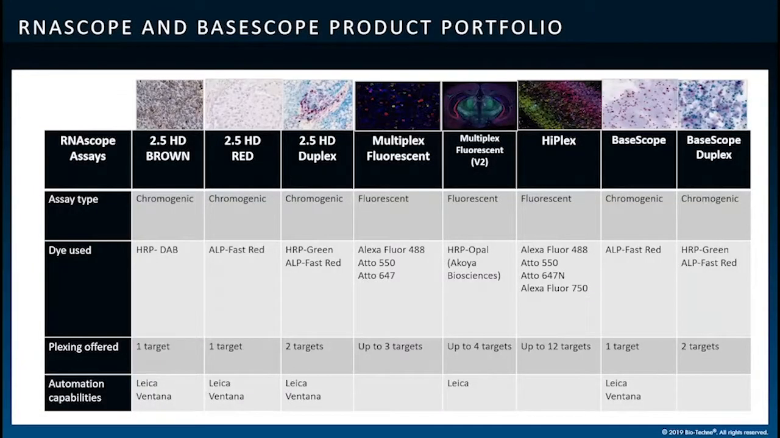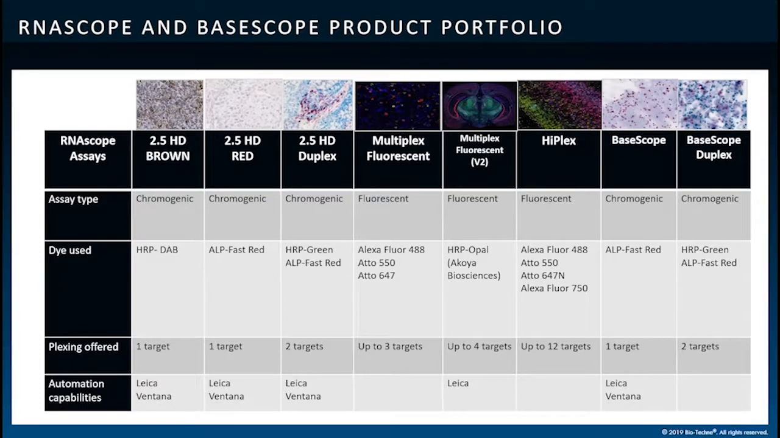So what are some of the RNAscope and BaseScope product portfolios or offerings? This slide summarizes all the assays that are currently available from ACD. We have both chromogenic assays as well as fluorescent assays. The chromogenic assays are available as singleplex brown or red or duplex assays that can be performed on both manual as well as automated platforms such as the Leica and the Ventana platform. The multiplex fluorescent assays allow up to 4 targets simultaneous detection in a single tissue section. The 2 fluorescent assays are the multiplex fluorescent and the multiplex fluorescent V2 assay.